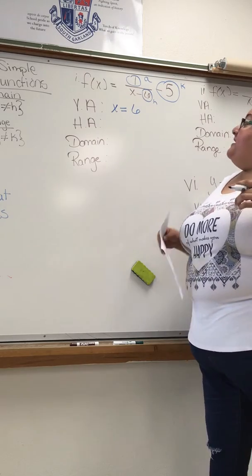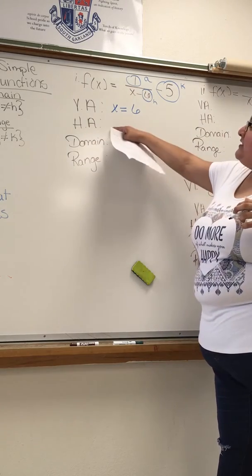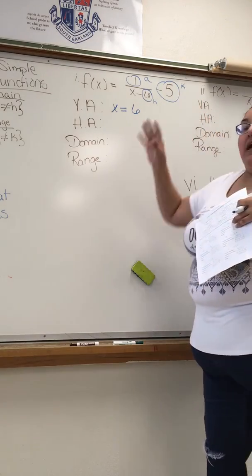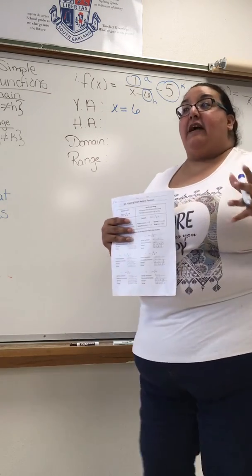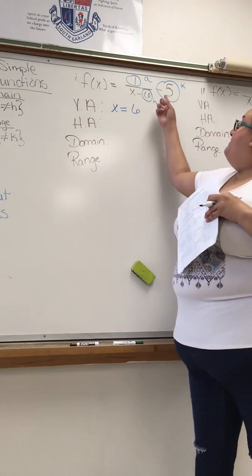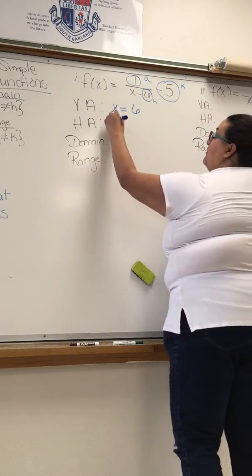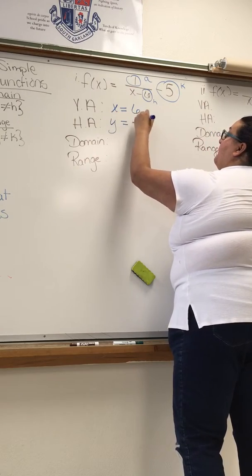All right, the next thing we want to do is find our horizontal asymptote, and the horizontal asymptote is the k value. Now don't forget that you have to take the sign with it. So if it says minus 5, then y is going to equal negative 5.